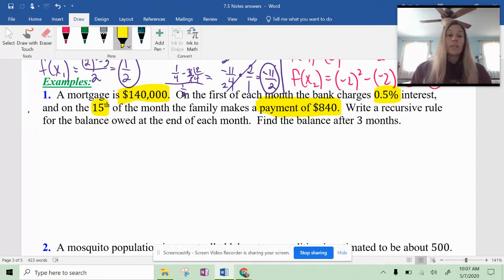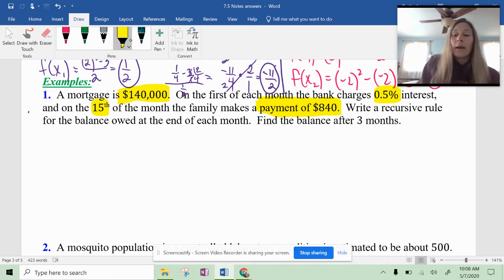So we're going to use a recursive rule because we're constantly basing that interest off the next amount, right? The first month, we're basing that interest off the 140, but the next month, it's going to be based on probably 139,000 and change or whatever. So you can't just write a formula where you're plugging in what month it is. You have to use a recursive rule in this situation because you're constantly adjusting that amount of interest you're being charged based off of the new principal.